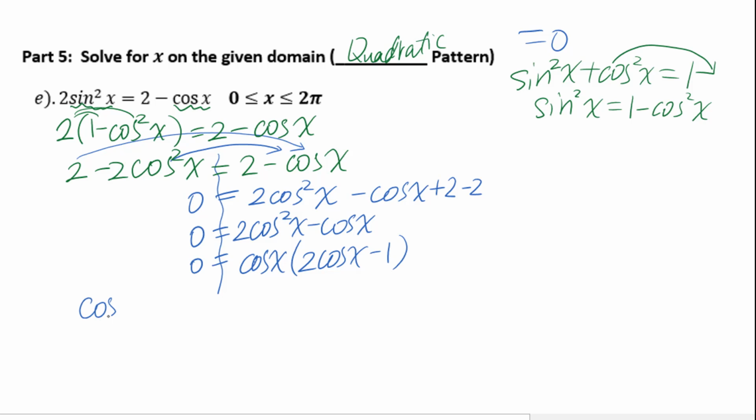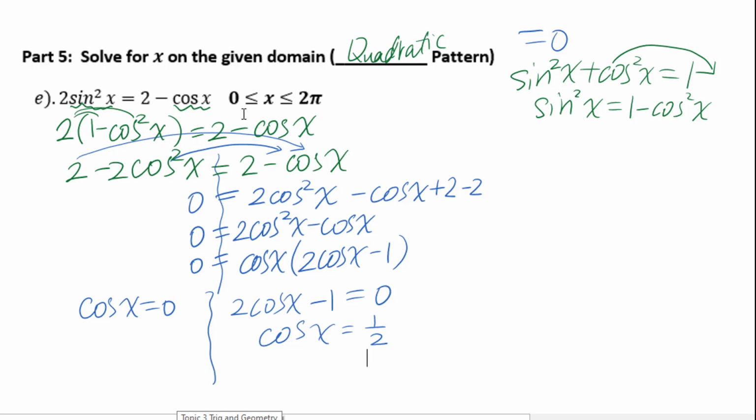So that you will get the cosine x equal to 0. And 2 cosine x minus 1 equal to 0. Cosine x equal to 1 over 2. We need a diagram for the closed interval from 0 to 2 pi.